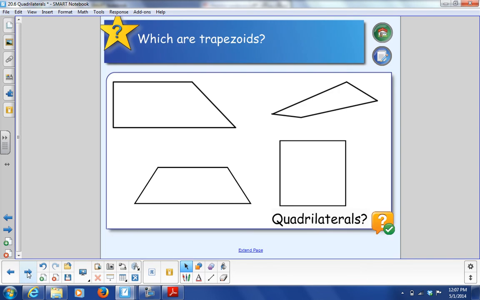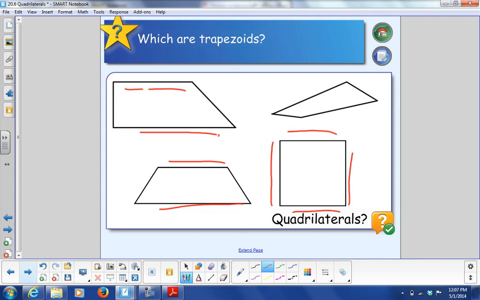Which of these 4 are trapezoids? Are they all quadrilaterals? Yes, they are all quadrilaterals. But let's figure out which ones are trapezoids. I see 2 of them. This one's got 2 parallel sides, so that one's a trapezoid. This one's got 2 parallel sides, so this is a trapezoid. How come this one, which has a bunch of parallel sides, is not a trapezoid?